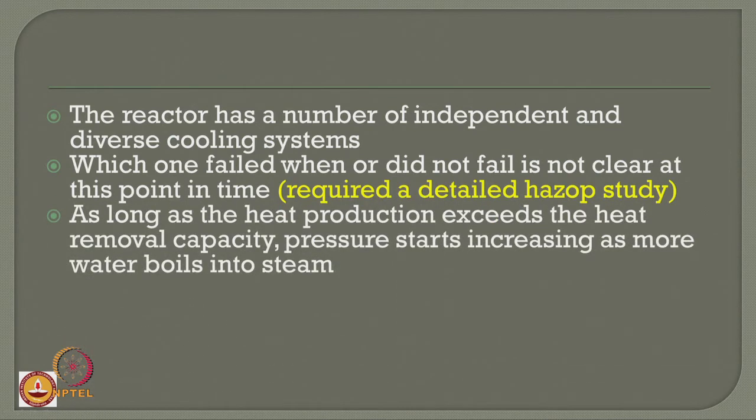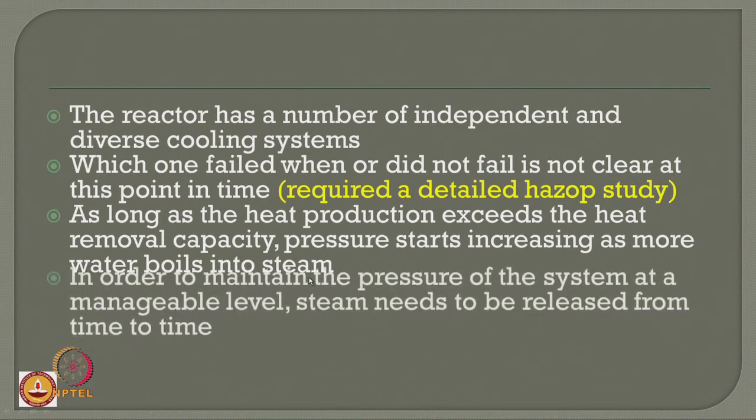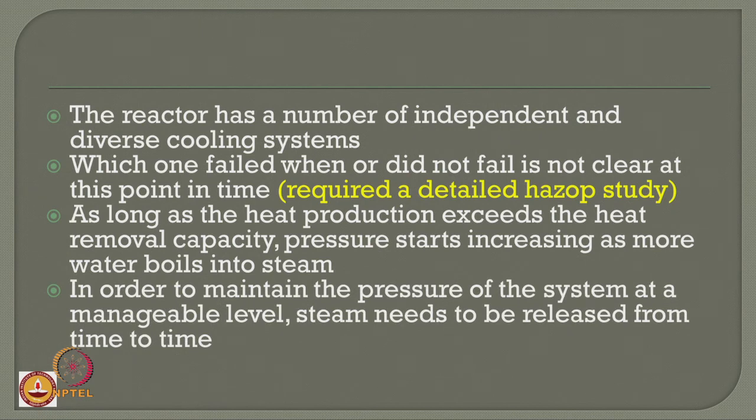Now, as long as the heat production exceeds the heat removal capacity, pressure starts increasing. There is a problem here. If you are not able to reduce the heat production compared to the heat removal capacity you have in terms of cooling system, this will result in a pressure increase, and that will again start boiling water into steam, and steam will again become a problem, because in such a situation it can lead to explosion. Therefore, in order to maintain the pressure of a system at a manageable level, the steam which is being produced needs to be released from time to time.